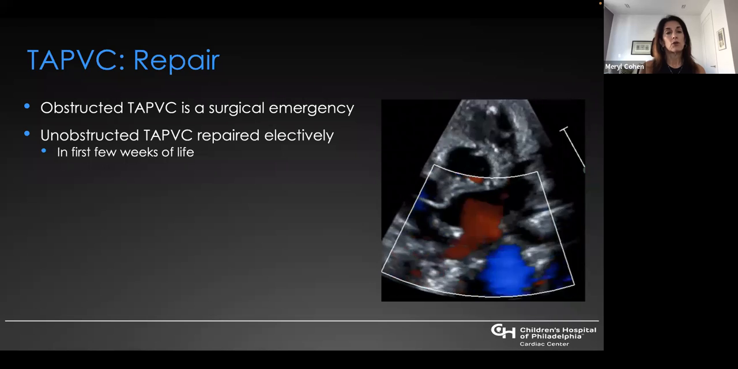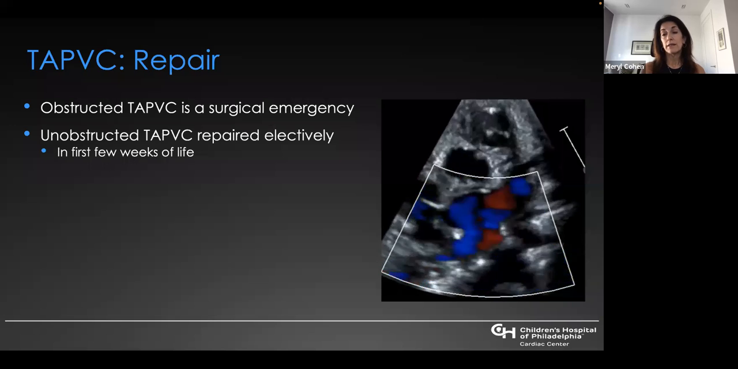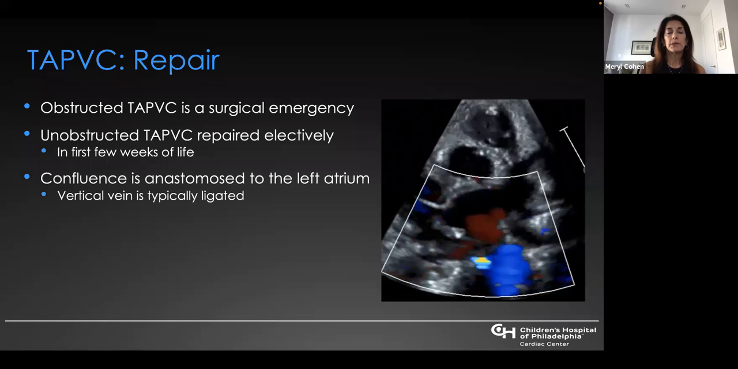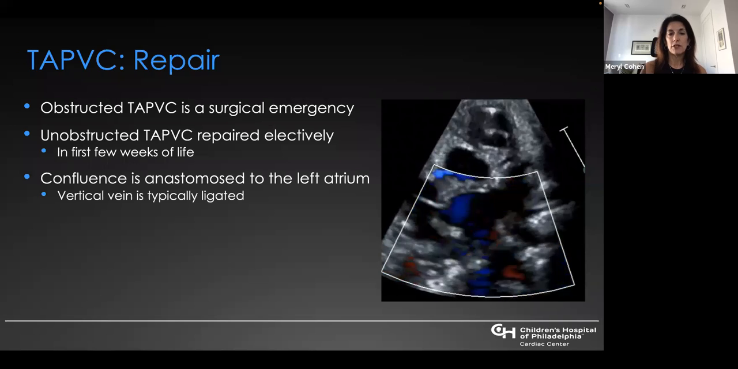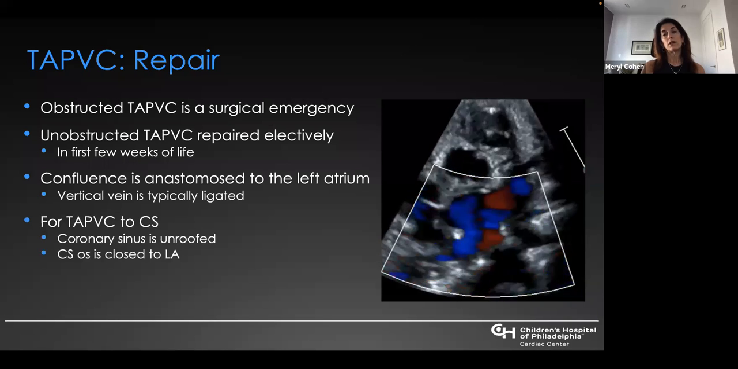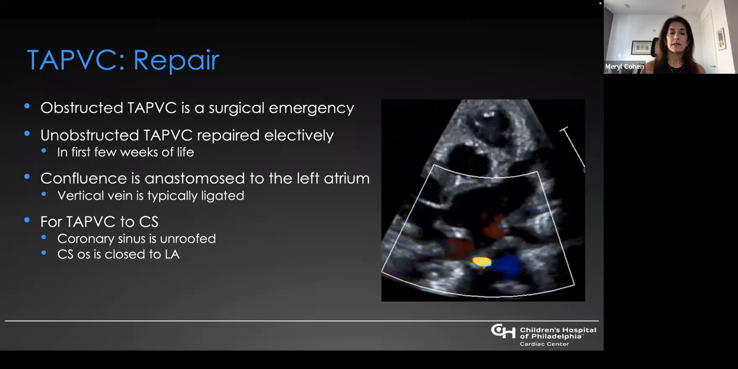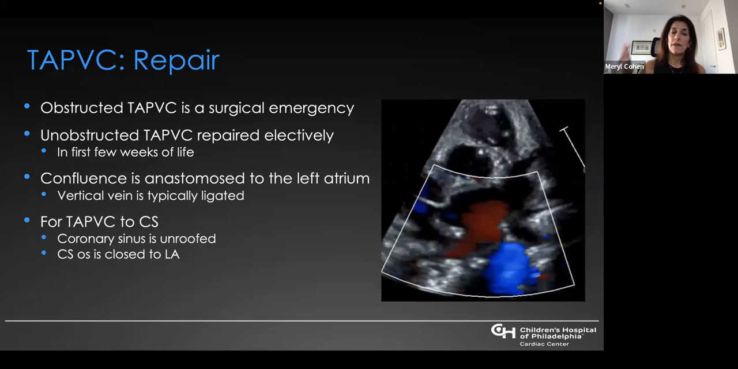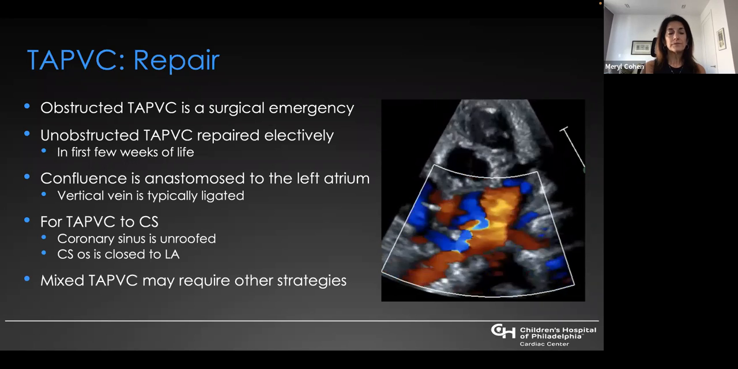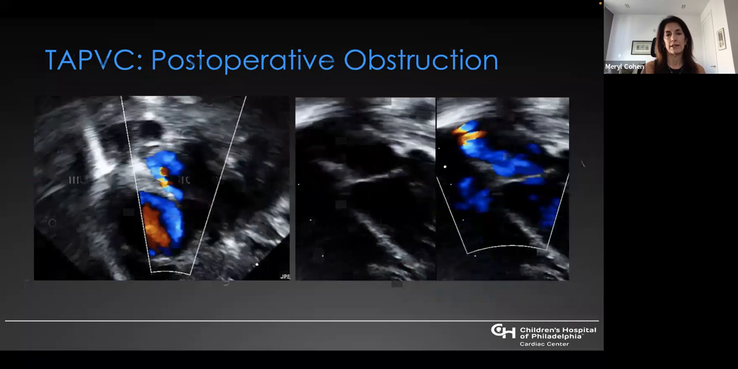With unobstructed total anomalous pulmonary venous connection, it can be repaired electively, either when the diagnosis is made or in the first few weeks of life. The confluence is then anastomosed to the left atrium. The vertical vein is typically ligated. And if you have total anomalous pulmonary venous connection to the coronary sinus, it is unroofed, and then the os of the coronary sinus is closed to the left atrium. And mixed total anomalous pulmonary venous connection may require a number of strategies.